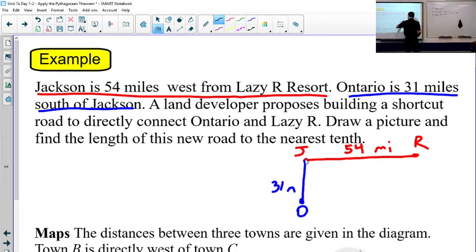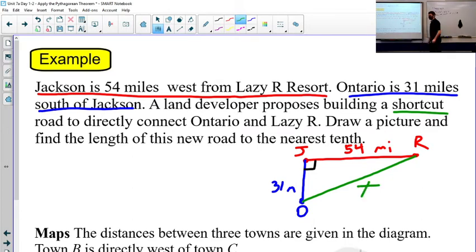Since we've got due west with due south, that's a right triangle. Well, not a triangle yet, but it will be when we put in this shortcut road directly from O to R. And ask, what will that distance be? Find the length of this new road. That's what we want to solve for.